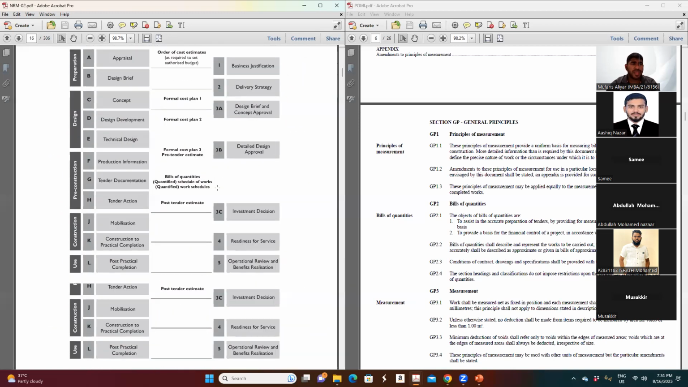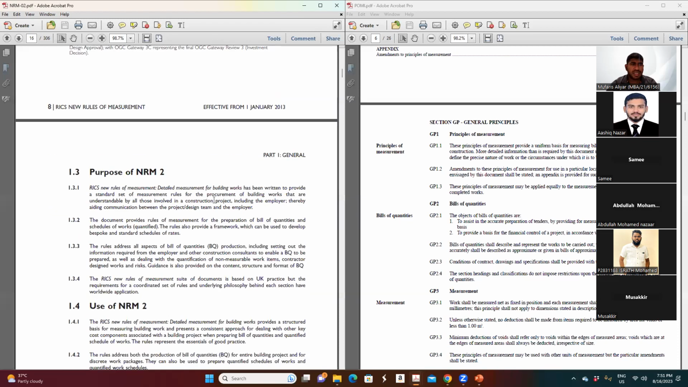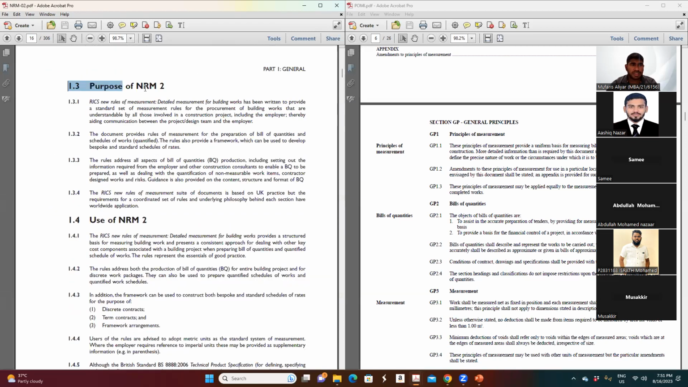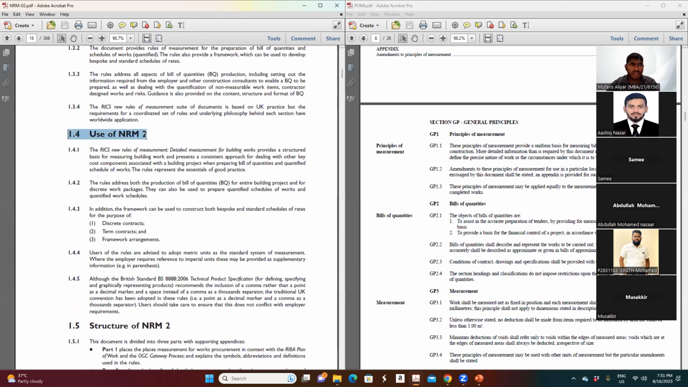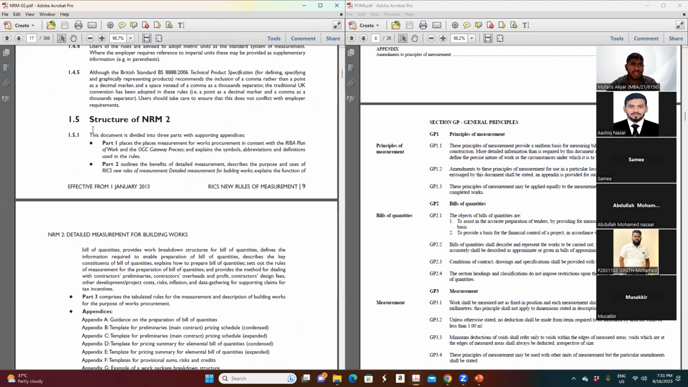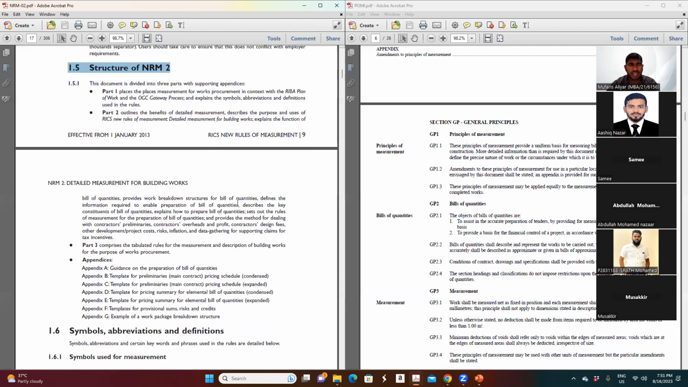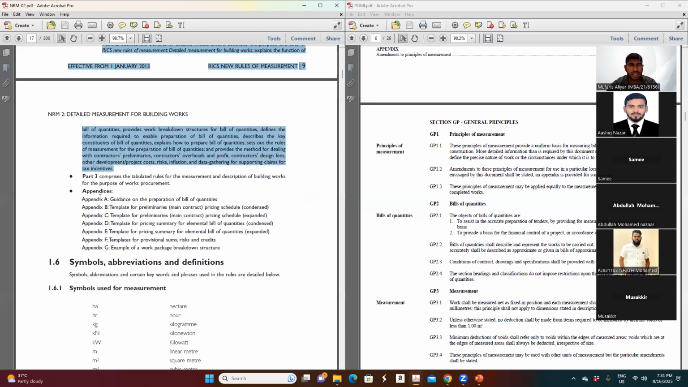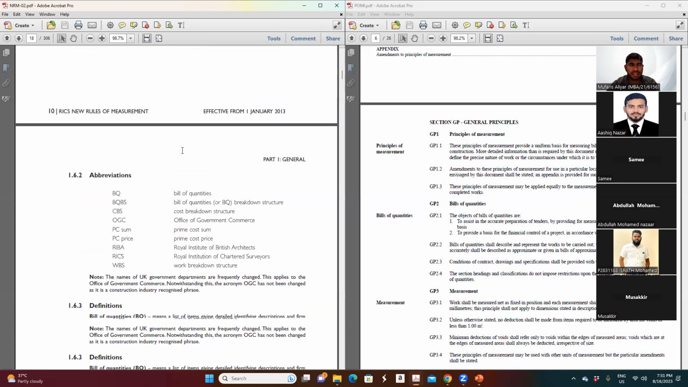After this phase, they mention the purpose of NRM2, and they explain the use of NRM2 and how NRM2 is structured. This book, how it is structured, as we have seen in the previous table of contents, part one. They say this is part one. What content is in part one, what part two talks about, and what part three is about. They explain it, and these are the symbols.